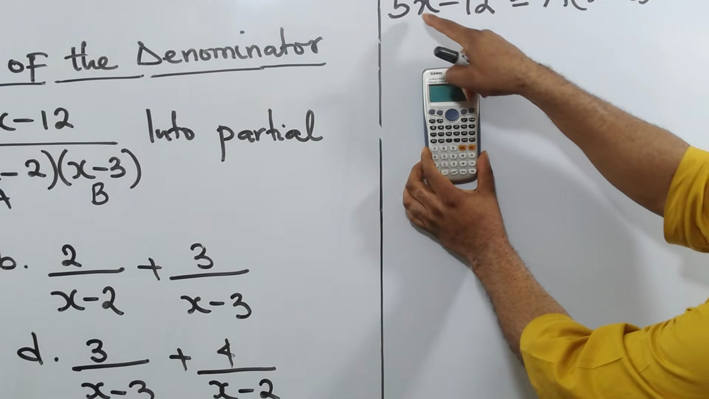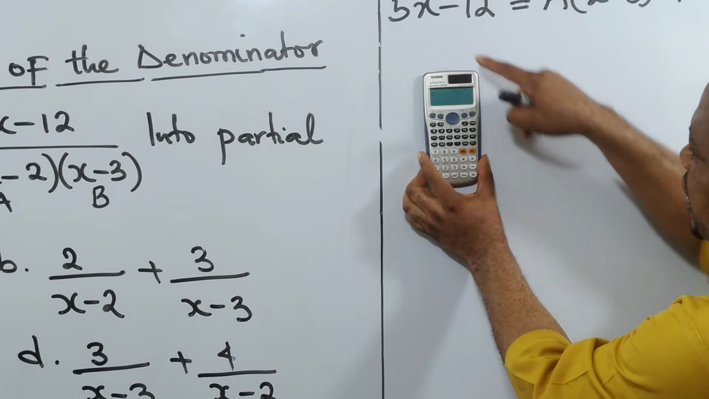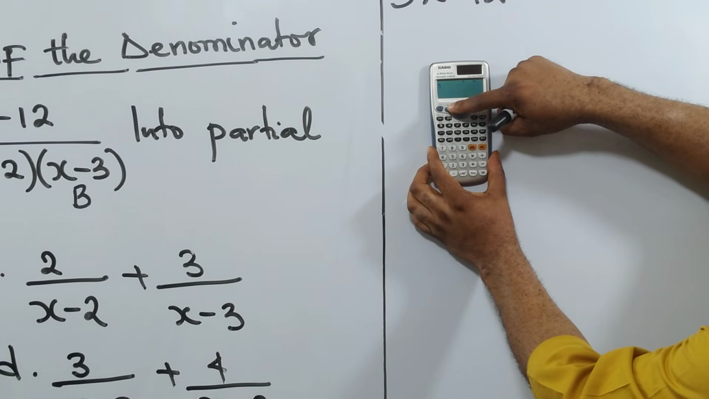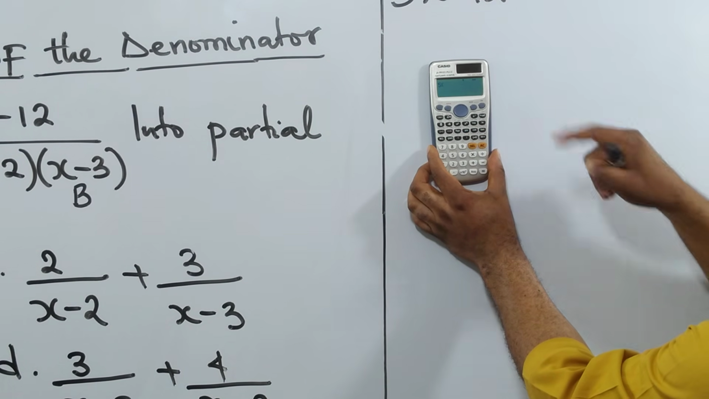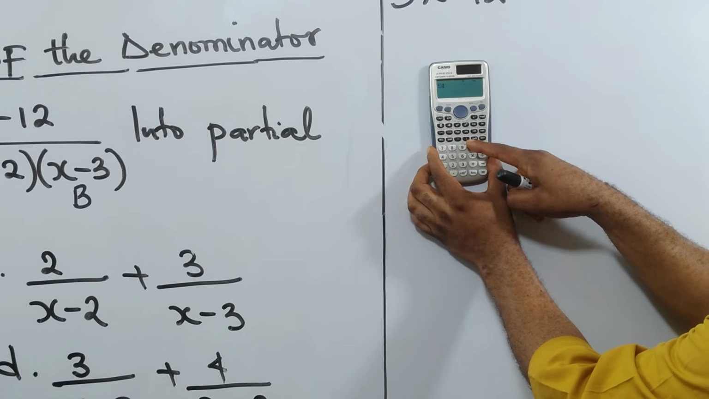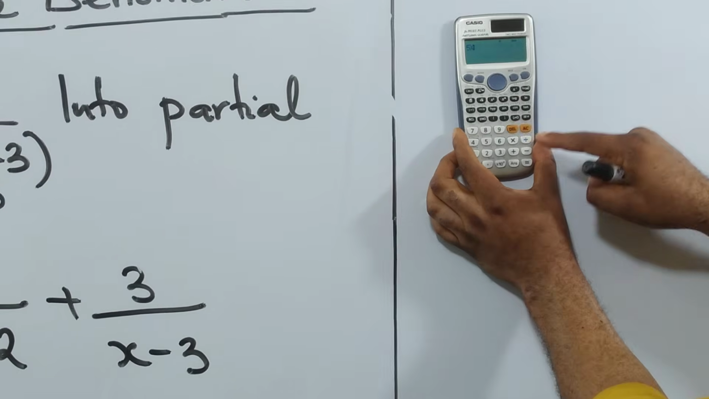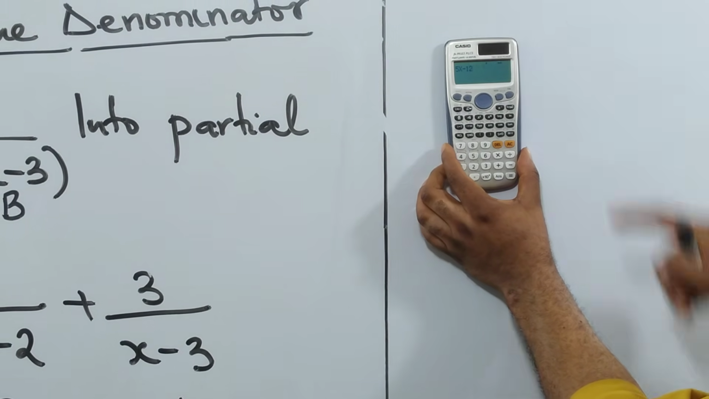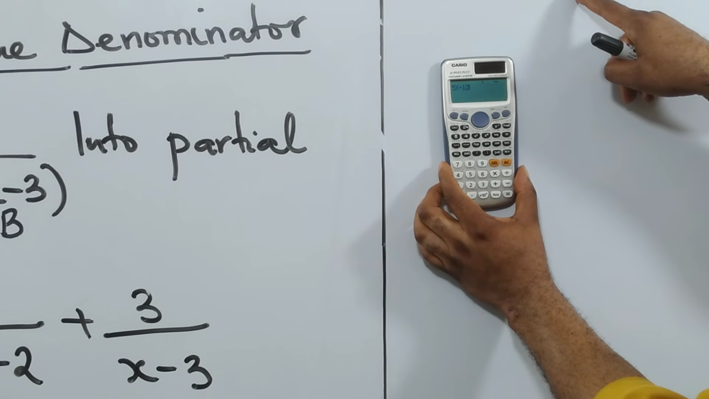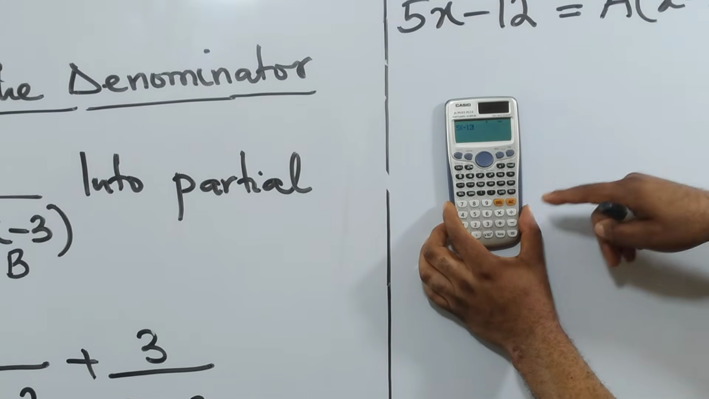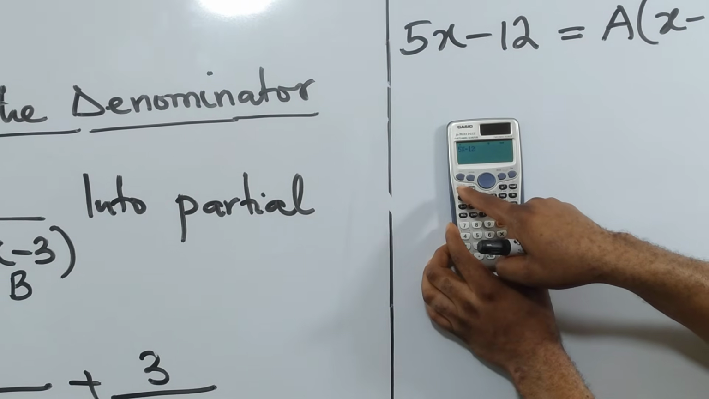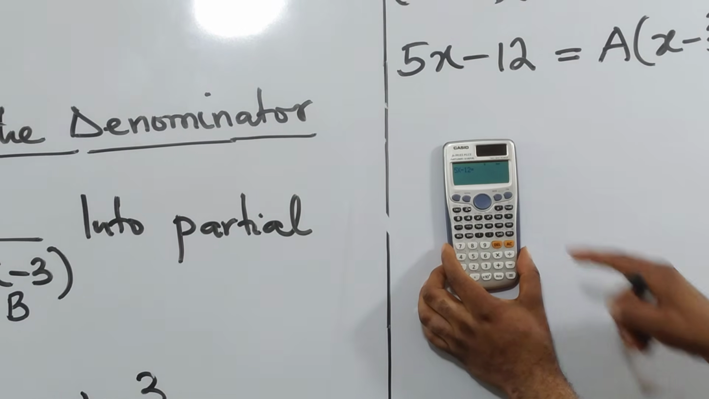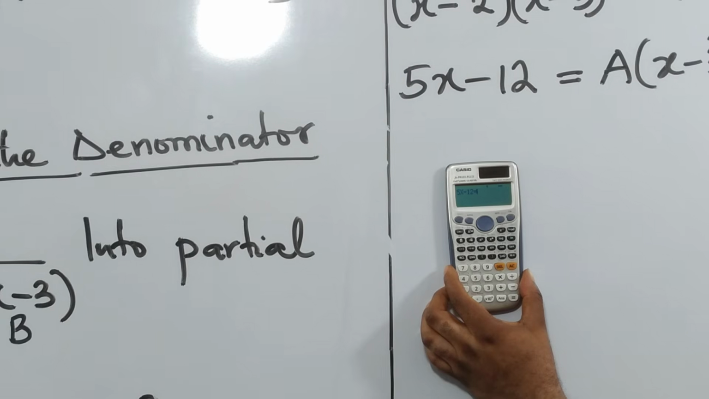Number 1 is key in 5. I key in 5. Then number 2 is generate x. Anytime you are generating x, look up, punch alpha close bracket. X will appear. I'm done with this. Then you have minus 12. Key in minus 12. So the next one is equal to. How do we generate equal to? It is always alpha calc. I said alpha calc. Study your calculator very well. Alpha calc. Can you see the equals sign has appeared?